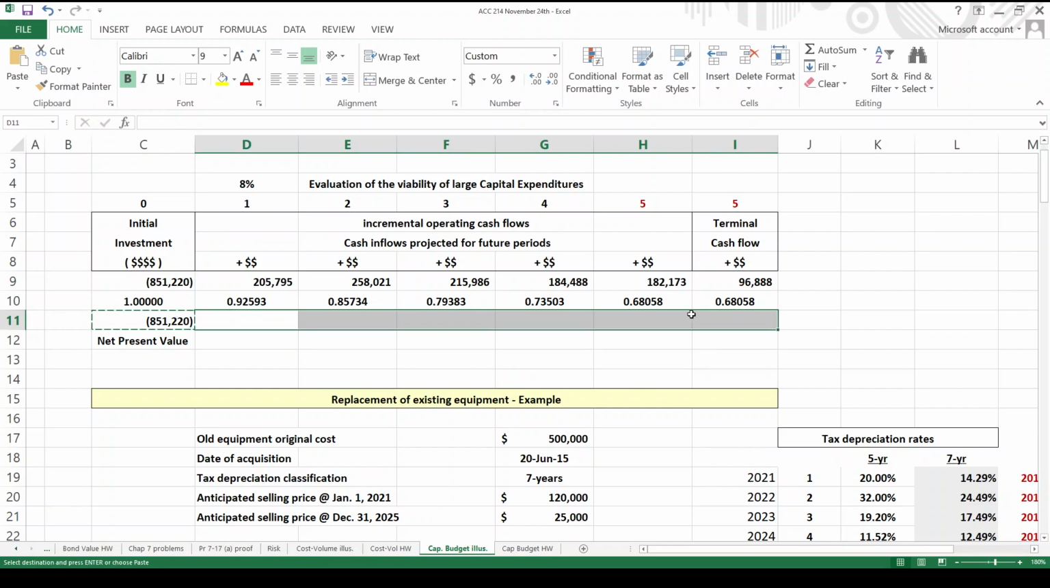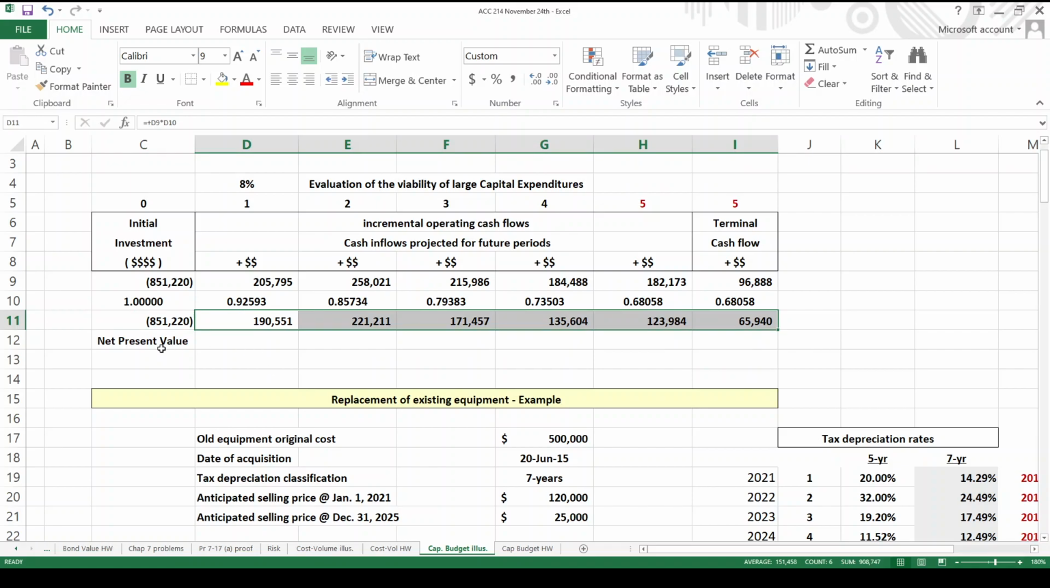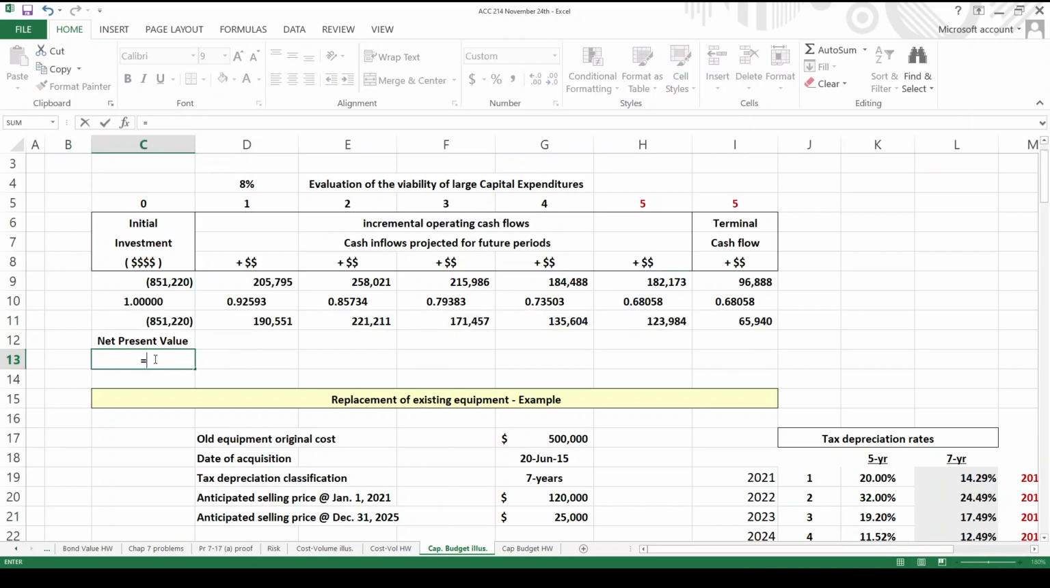And the observant student will note, we used the same factor for the operating cash flow in 2025 and the terminal cash flow, because we're assuming this money is collected at the very end of 2025. So these two are discounted at the same rate. Now what? Now, if this is a good investment at 8%, we're hoping what? We're hoping this 851 is greater than these numbers here. So let's try it. What does it come out to?